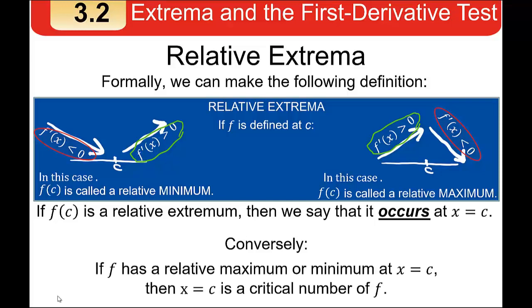Conversely, if you have a relative max or min at a value x equals c, then that x equals c is certainly a critical number of the function. This is extremely important. Make sure you take the time to make this a part of you, not just memorizing definitions, but understanding what it's saying. Decreasing followed by increasing is the sign of a relative minimum. Increasing followed by decreasing is a sign of a relative max, and as you'll see later, it's possible that you get neither.